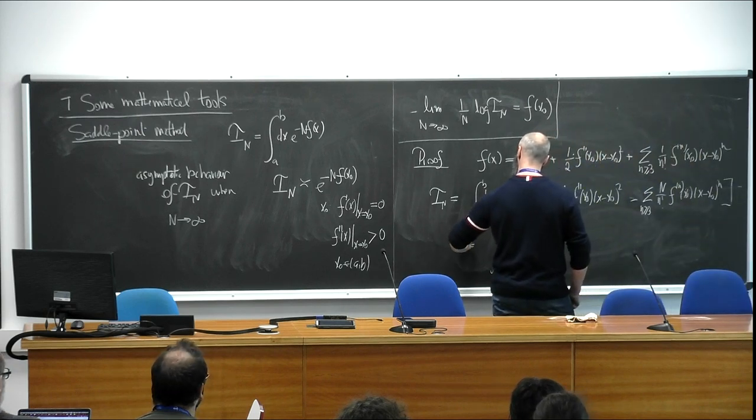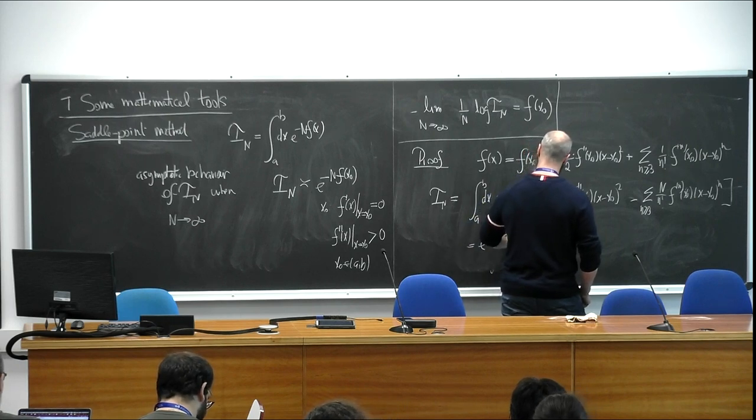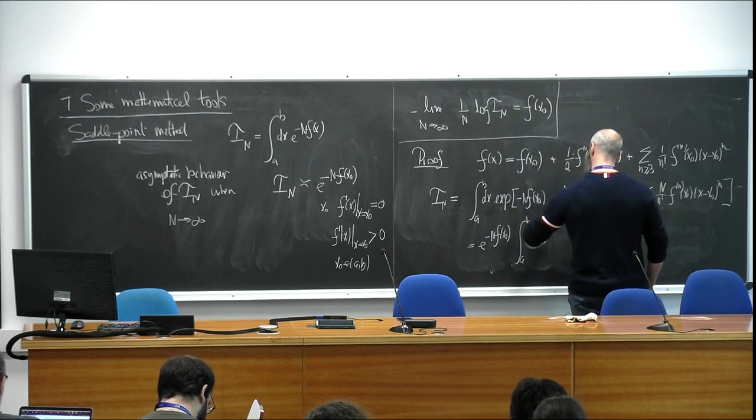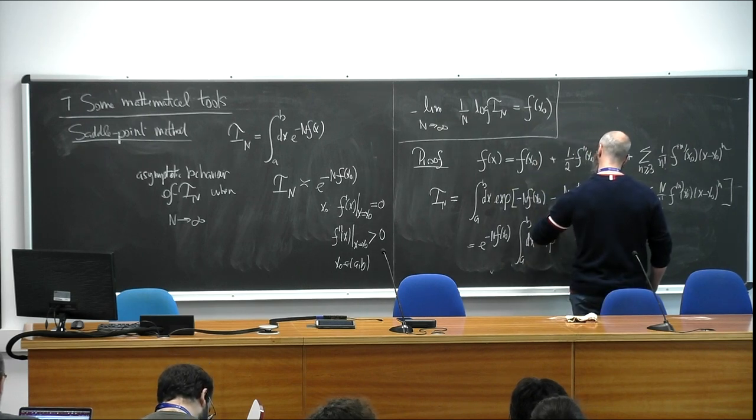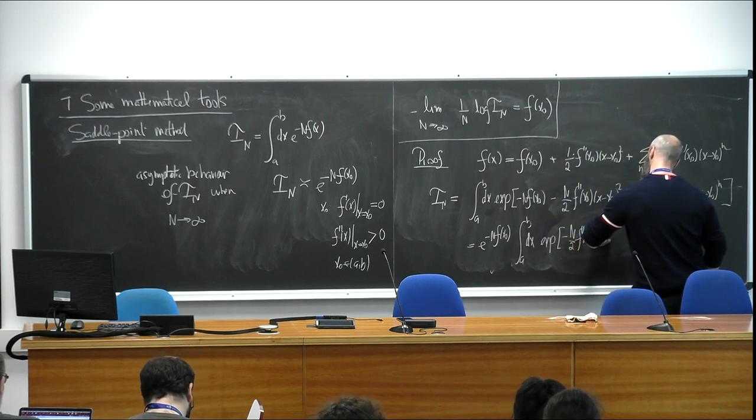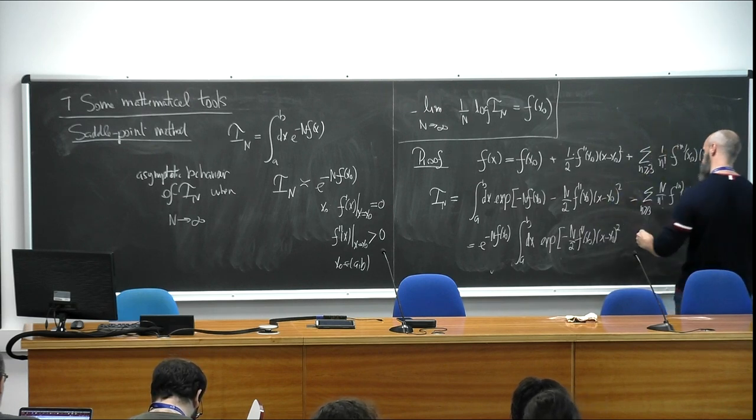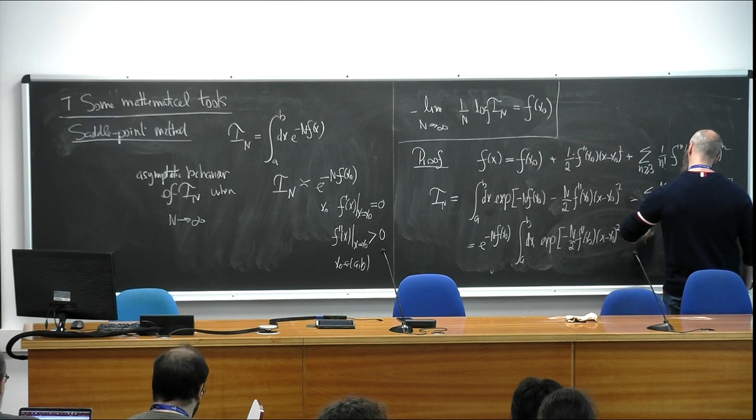So then I'll have this equal to the exponential of minus n f of x0, and I have the integral from a to b dx, and then I have the rest, no? Exponential of minus n divided by 2, second derivative of the function evaluated at x0, x minus x0 squared, and the rest I'm going to call it, plus r of x. Okay.